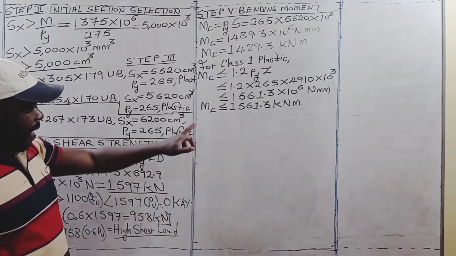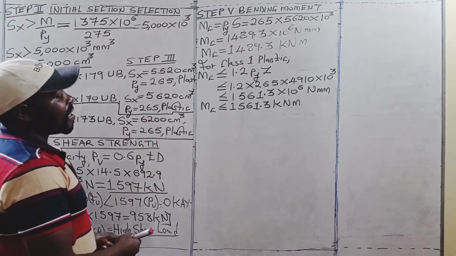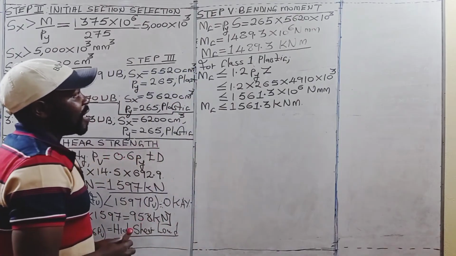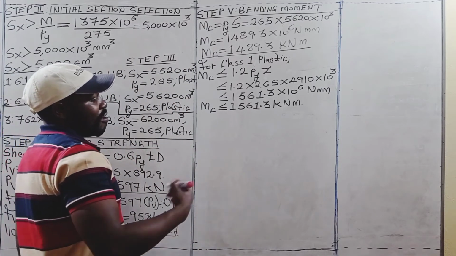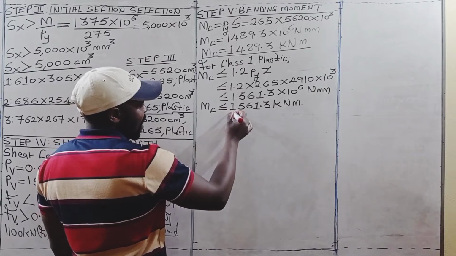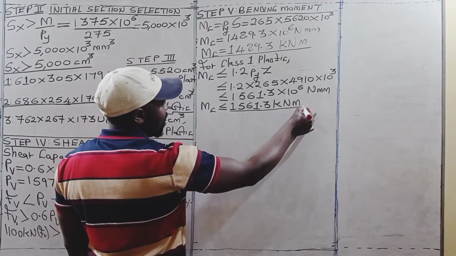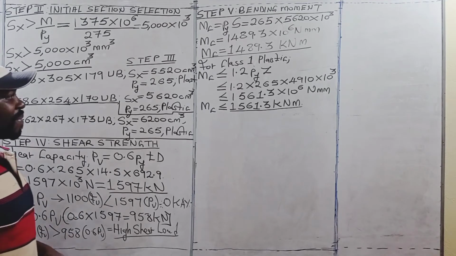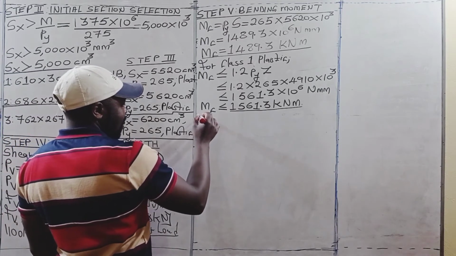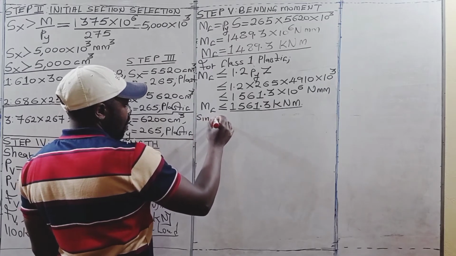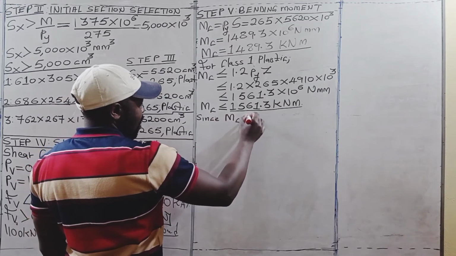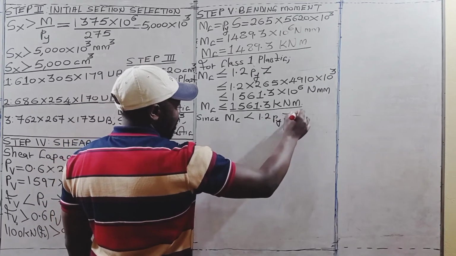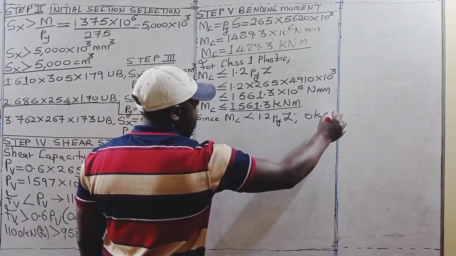Therefore, MC, which in this case we got as 1489.3 kilonewton meter, we find that it is actually less than 1561.3 kilonewton meter, meaning that the section is okay. Therefore, you can say that since MC is less than 1.2 PYZ, then the section is okay.